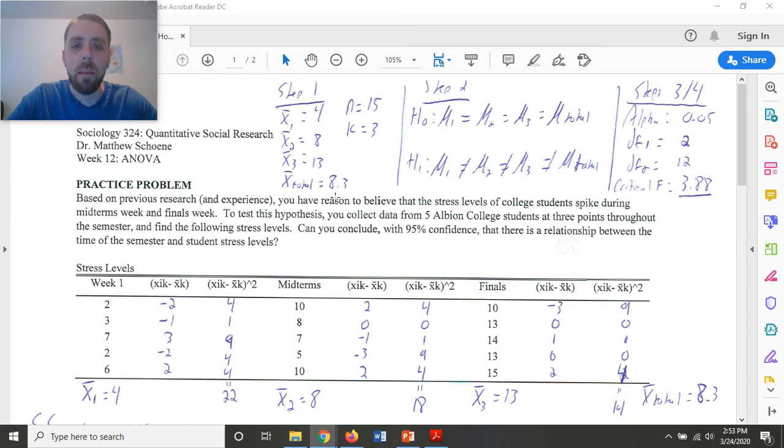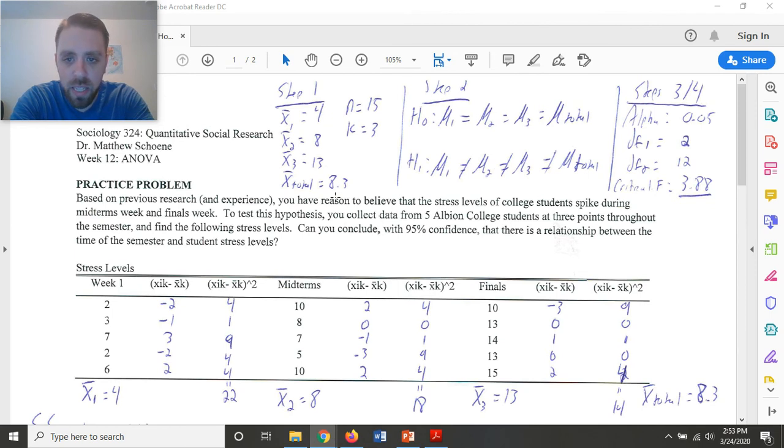Step 2 was listing our hypotheses. Our null hypothesis is that there is no association between the grouping variable and levels of stress. So I wrote that as mu of week one equals mu of midterm week equals mu of finals week equals the total mu regardless of the week. The alternate hypothesis, very simple: mu1 does not equal mu2, which does not equal mu3, which does not equal mu total.